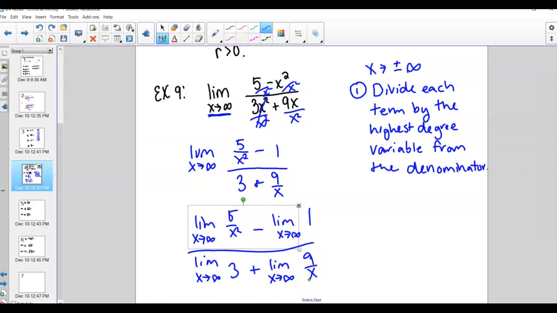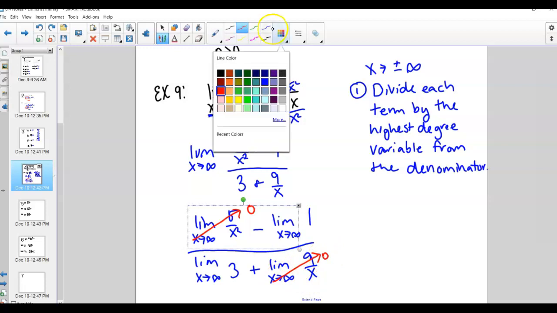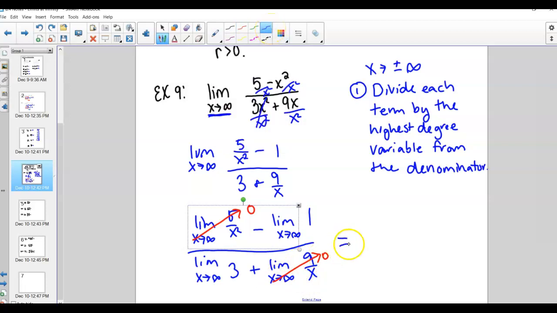And so usually I don't write that step, but I just want to really explain what's happening here. So if I'm doing the limit as x approaches infinity of 5 over x squared, we just said when we have a number on top and a variable on bottom that is going to approach 0. So we can know right away that this approaches 0. We also know that same thing down here, the limit as x approaches infinity of 9 over x is also going to be 0.